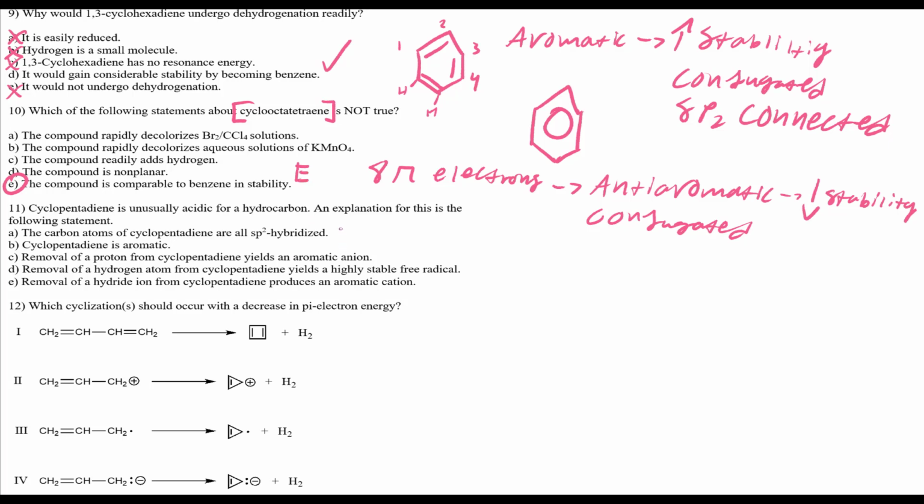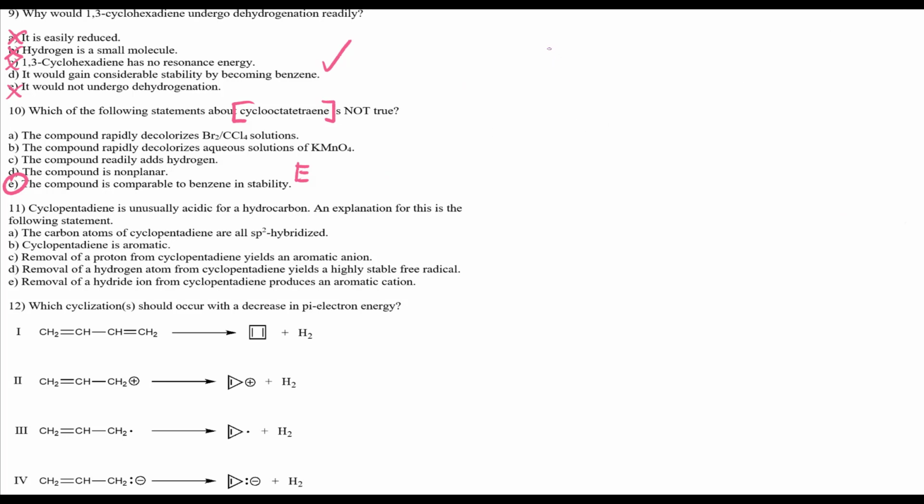Cyclopentadienyl is unusually acidic for a hydrocarbon. An explanation for this is the following statement. Okay, well, let's just do cyclopentadienyl, and actually I'm going to make some room. So let's draw out cyclopentadienyl. Here's my cyclo. And to make it conjugated, we can actually do this, right? So that's conjugated. It's not good because it's 4 pi electrons. 4 pi electrons means it wouldn't be aromatic to begin with, okay? We're not completely conjugated. It's weird. But over here, we have some hydrogens, right?